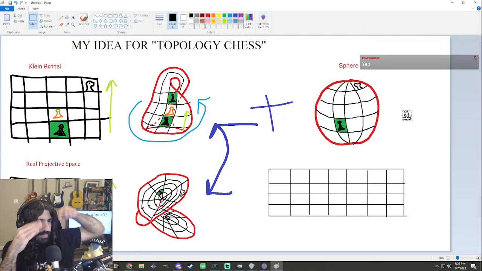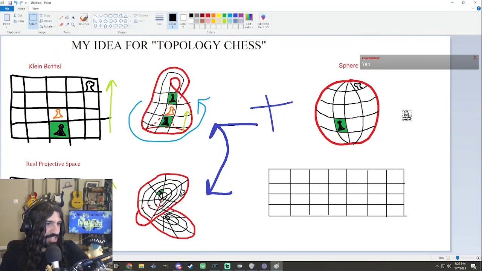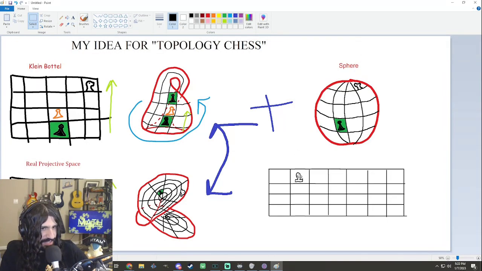You know what I mean? So like in cylinder chess, again, we'll use this. You go up here and you can't go up any further. In sphere chess, if you go up here, like from down here, you go up here, then you end up here and you go down like that.